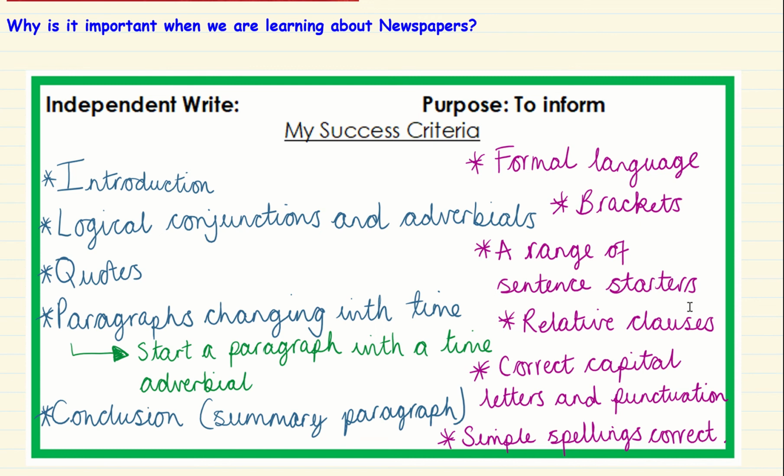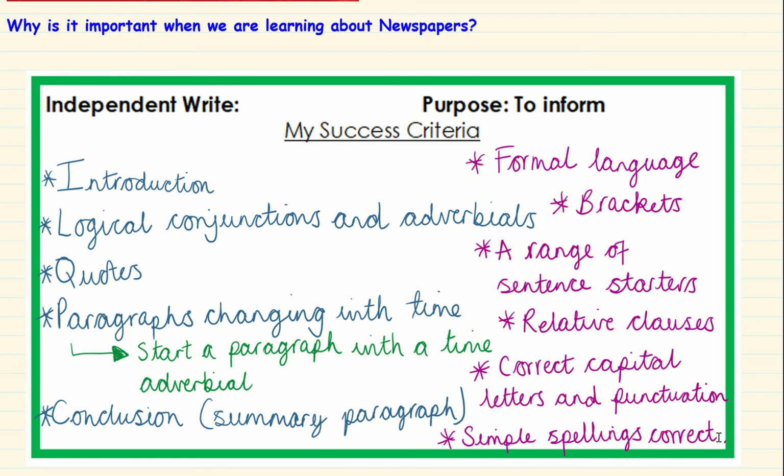Relative clauses, these are very useful in a newspaper just to help us give that extra detail and information, like factual information. So not what colour Aristotle's hair was, but maybe where he was born. And then obviously correct capital letters and punctuation. That involves commas surrounding fronted adverbials, relative clauses, and then our simple spellings.